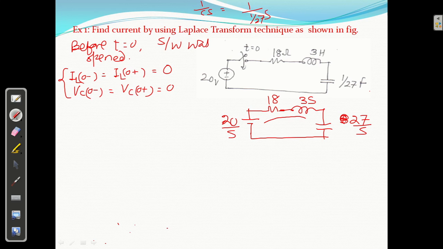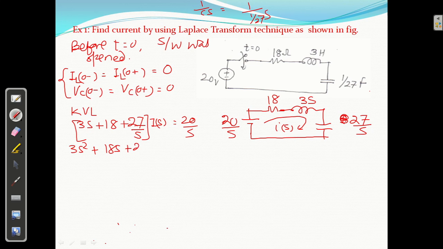Now you can write the KVL for I(S). If you write the KVL, (3S plus 18 plus 27 by S) into I(S) equal to 20 by S. That is the impedance: this plus this plus this into I(S) equals the voltage. Taking the LCM, we get (3S square plus 18S plus 27) upon S, into I(S), equal to 20 by S. So S will be cancelled.